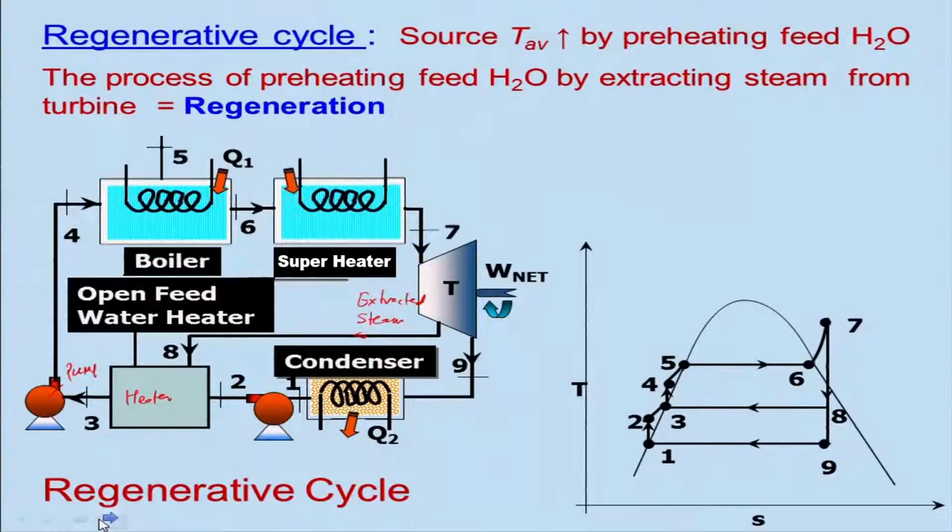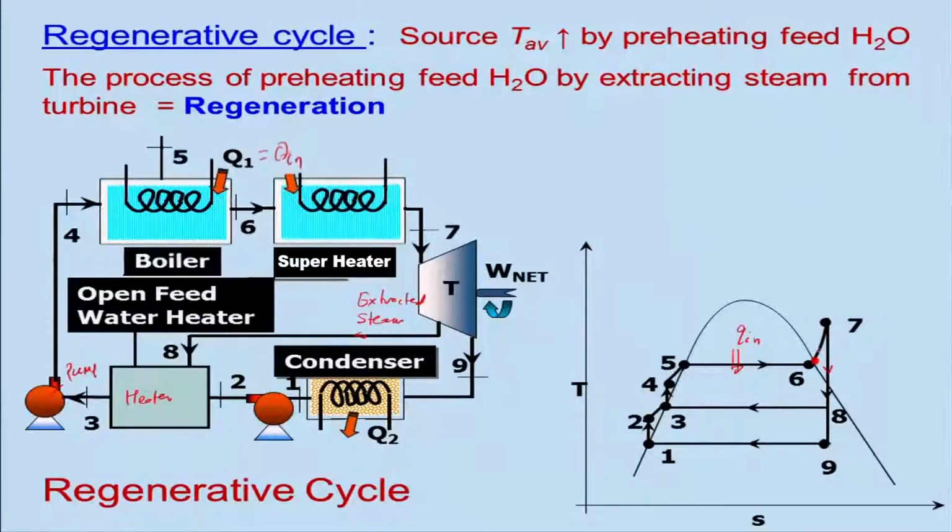And let us look at the processes a little further. Some of the things might be repeated, but just to embed that in mind, if you look at something 4 to 5 and 6, this point is 6 basically. Here heat is being added. You can say this is Q in.